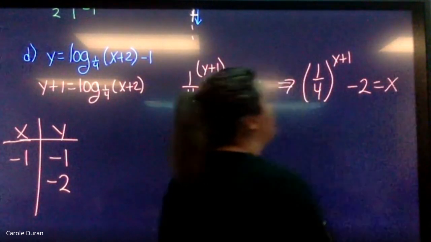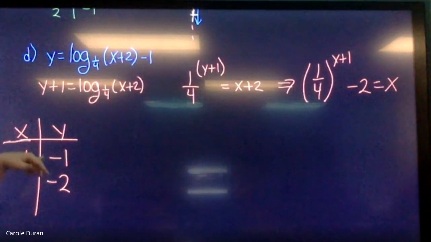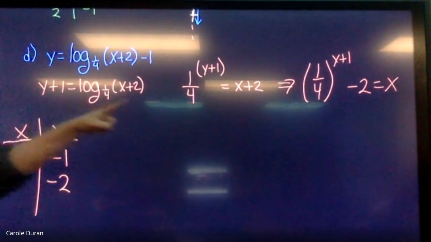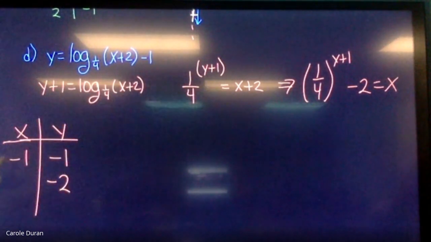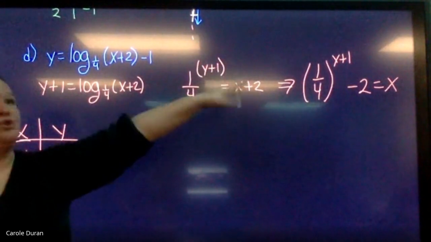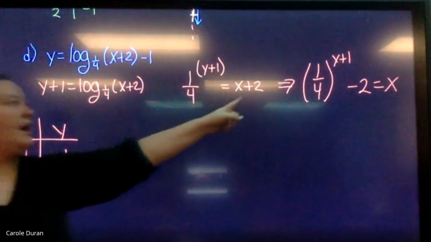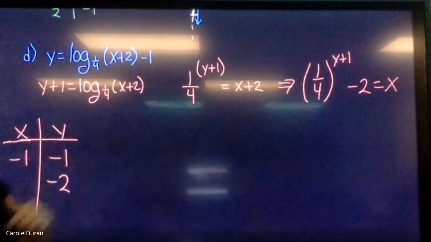So that's what I'm doing now. When I plugged in -1, I got 0. 1/4 to the 0 is 1. Minus 2 gives me an x value of -1. I did the opposite. When we plug in -2, I get a y value of -2 plus 1 is -1, which flips my 1/4 to become a 4. And then 4 minus 2 becomes 2.